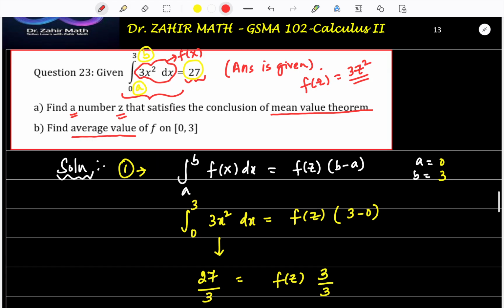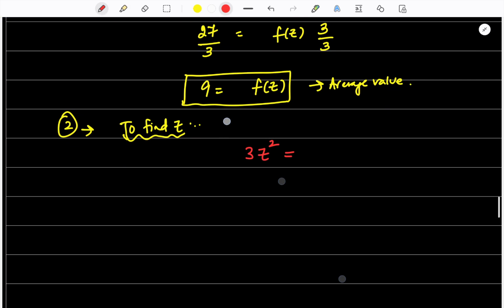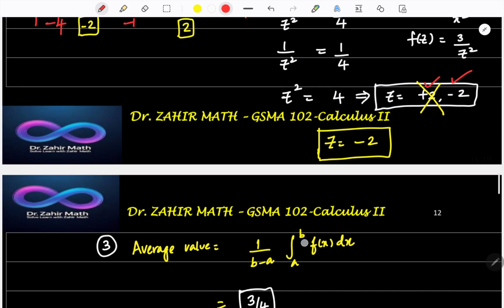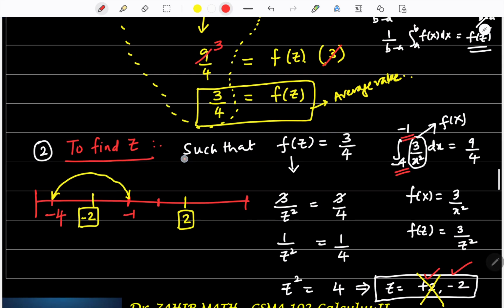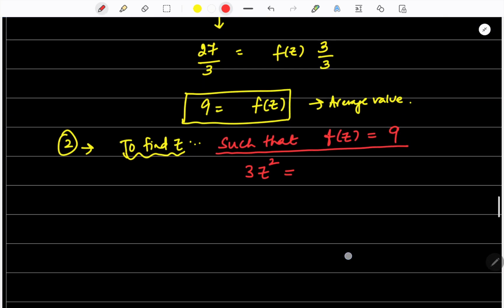Sorry, 1 minute. So let me write this step: to find z such that f of z is equal to 9. Keep in your mind. Okay, so this is the important step I forgot to tell you. The same thing I wrote here also: to find z such that f of z is equal to 3 over 4. Keep this in your mind. Same thing here also, 9.